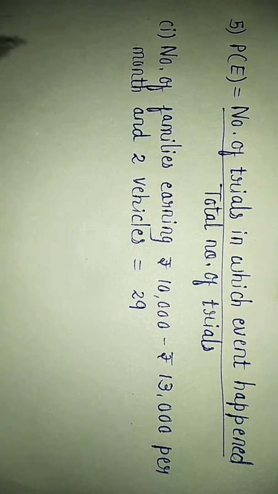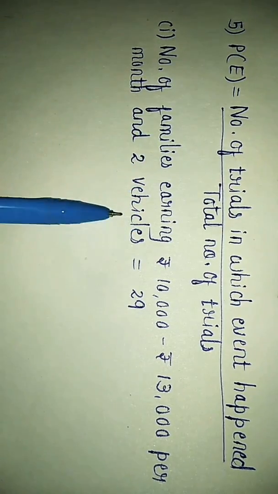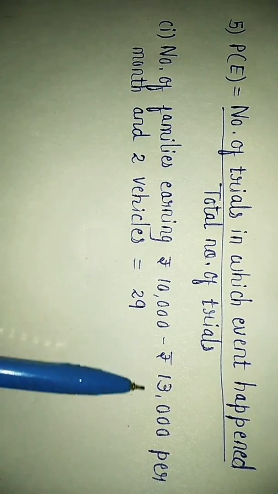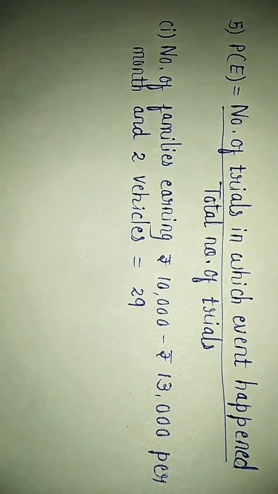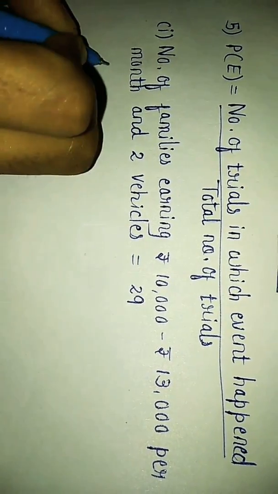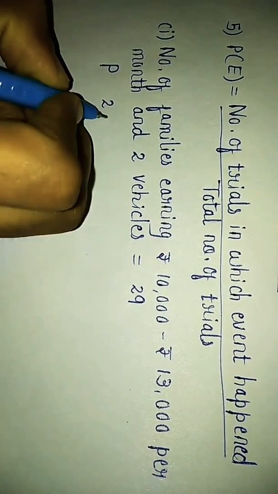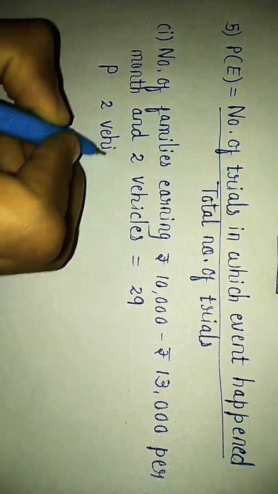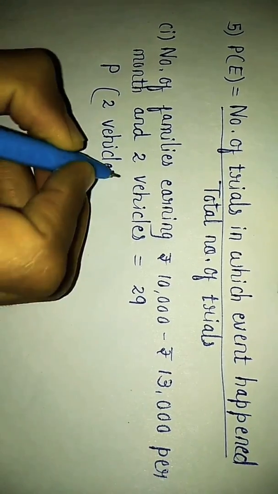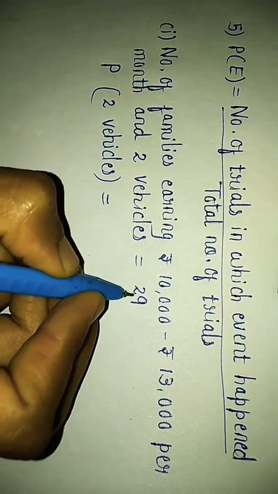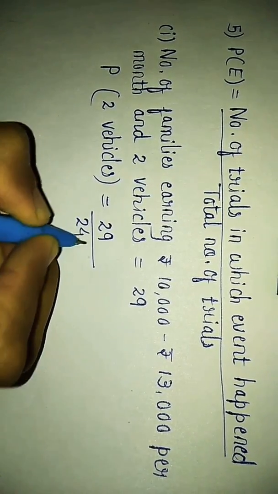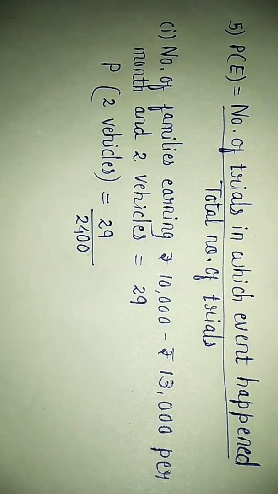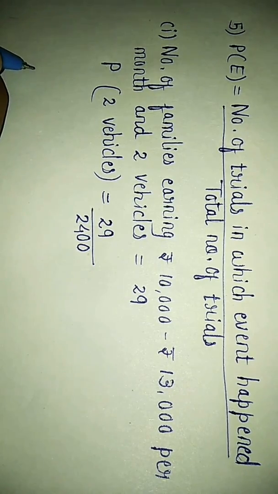Let us write it. We have the formula of probability. Then for the first, the number of families earning rupees 10,000 to 13,000 per month and having 2 vehicles are 29. And we have to find the probability of having exactly 2 vehicles. So the number of trials in which the event happened is 29, and the total number of trials is 2,400. So this is the probability of the first.